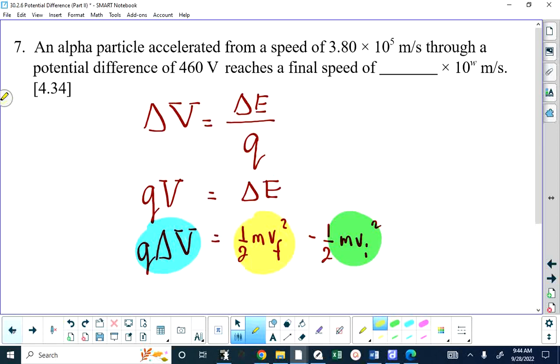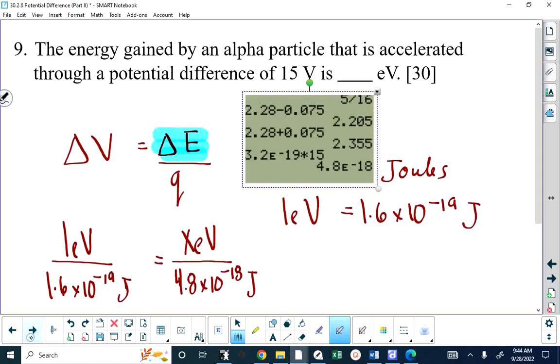Very similar to the question we just did, except in the question we just did before, number 10, I believe, we stopped here because we just wanted to know that final energy. This time we go further and find the speed. Okay. All right, we're going to move on now.